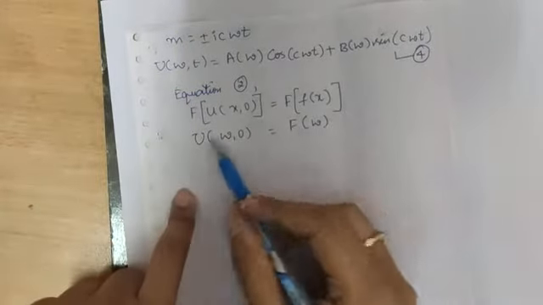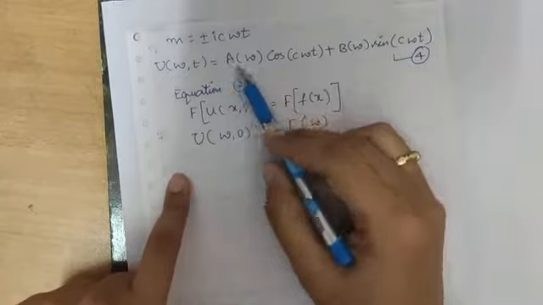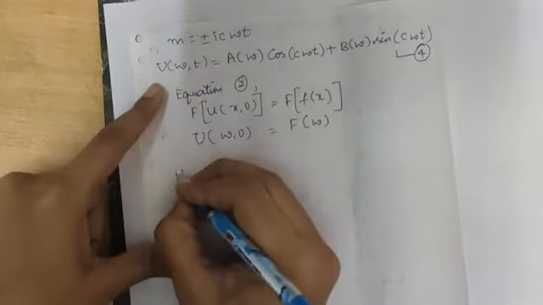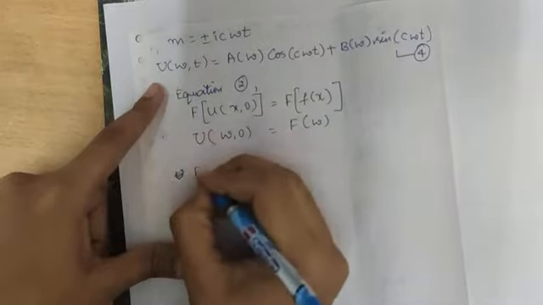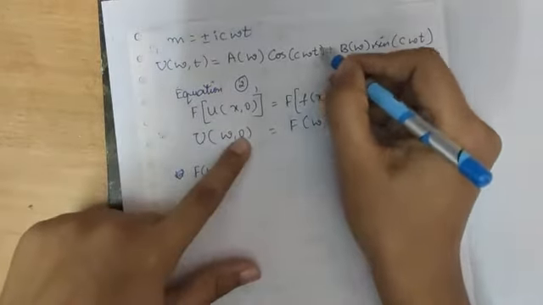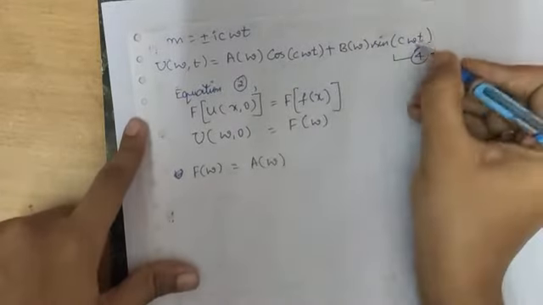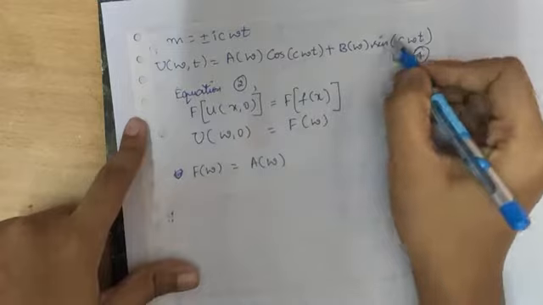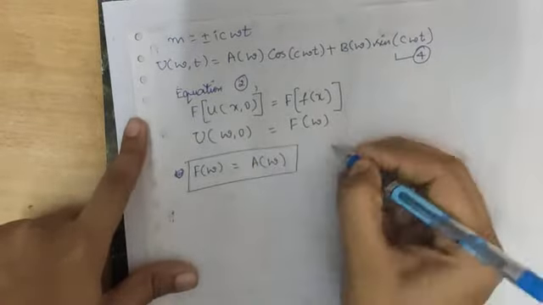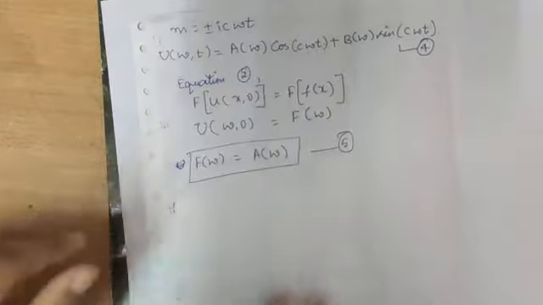Now apply this initial condition to your equation number 4. You will get the value of a omega. So if you apply this, what will you get? This is u of omega comma 0, which means f of omega. Cos 0, t is 0, so cos 0 is 1, you will get a of omega. Sin 0 is 0, so b of omega into 0 is 0. This is f of omega is nothing but a of omega. I will call this equation number 5.